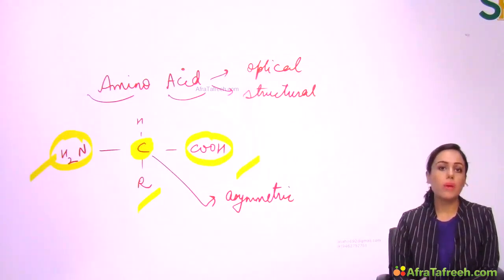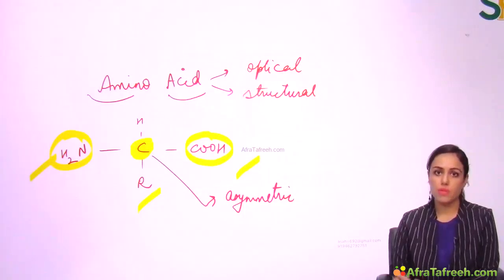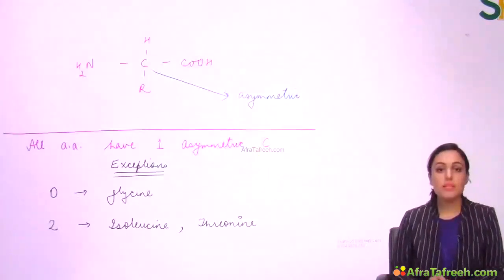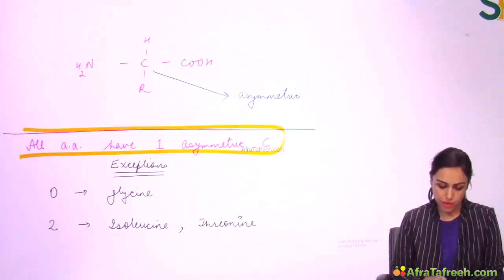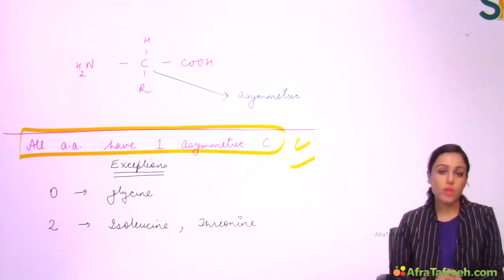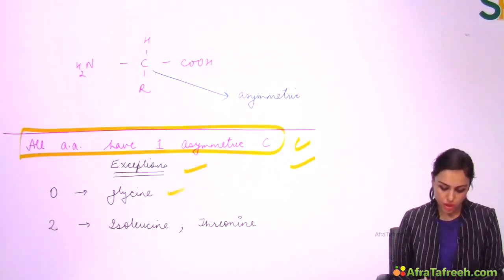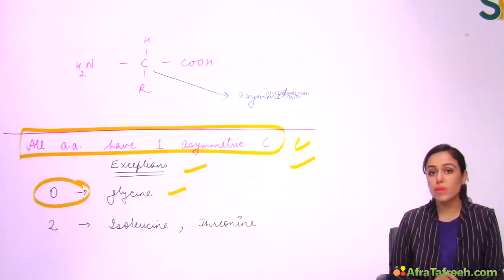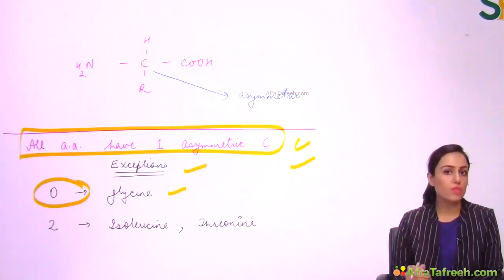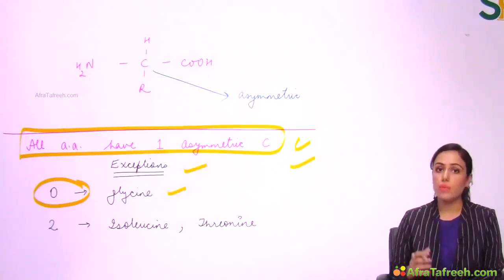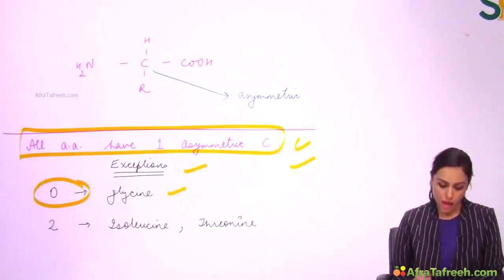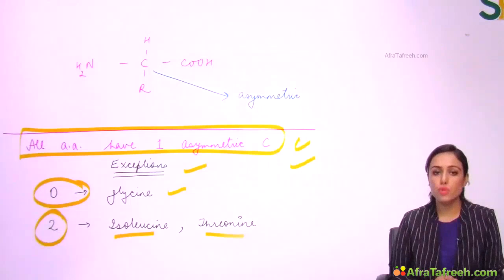So all the amino acids have one asymmetric carbon, right? See here, all amino acids have one asymmetric carbon. This is a general line, but we have exceptions to this general line. Exceptions are glycine. Glycine is having zero asymmetric carbon. All the amino acids have one asymmetric carbon, but there is no isomer for glycine because the carbon is symmetric, right? And two asymmetric carbons are present in isoleucine and threonine.